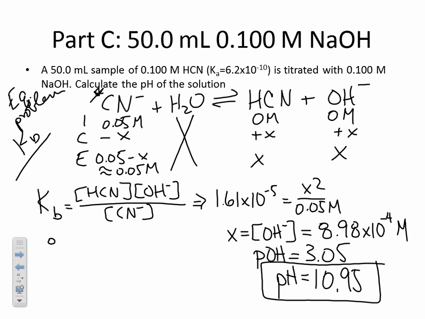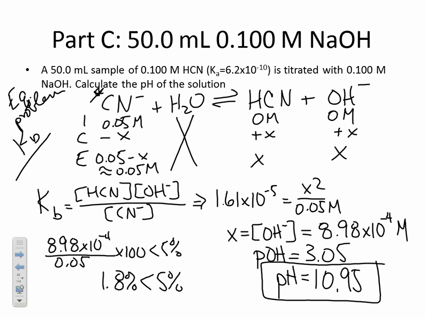But we do need to do our check. So our x value was 8.98 times 10 to the minus fourth. We assumed that when we compared it with 0.05 molar, it was going to be insignificant, or less than 5%. And when I do that math, I get that it was 1.8% dissociated, which is actually kind of on the high range for a weak base, showing that this is kind of a stronger weak base, but it's still under 5%, so my assumption is valid. Phew, that was a lot of work.